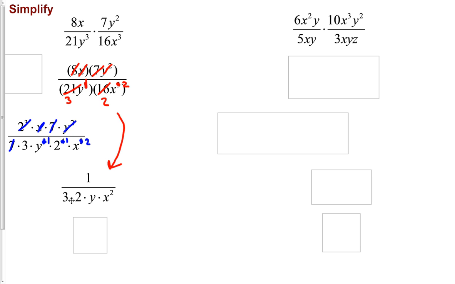And then finally, you just multiply this out to simplify it. 3 times 2 is 6 in our denominator. Everything else we can't simplify any further, and you're left with 1 over 6yx squared.